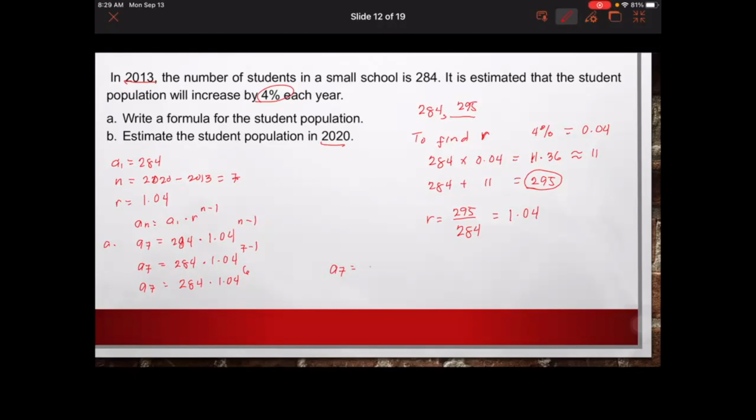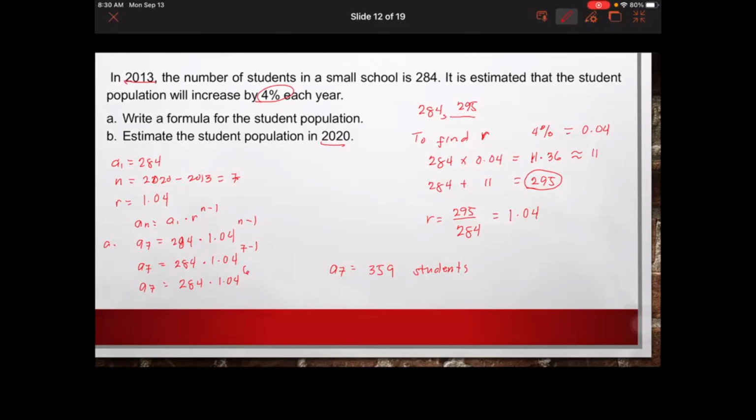Okay, so therefore we will have 359 students. Estimated in 2020, the population. So, yun po yan, 359. Question? Nag-raise ba ng question dito? Nag-raise ba? Wala naman.